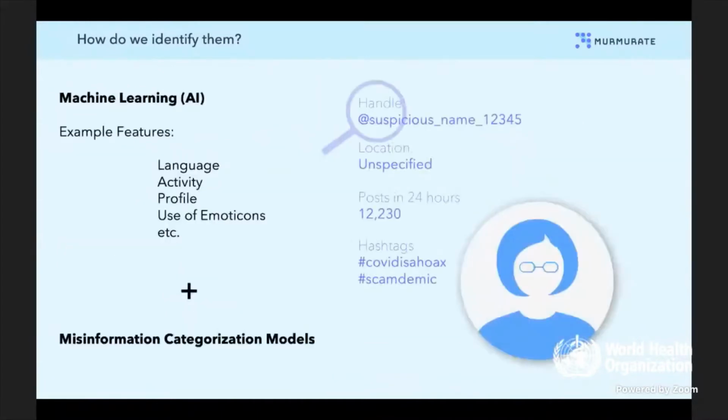The next part of that identification is using machine learning. So instead of looking at the network, now we're looking at individual accounts, the language they use, their activity, their use of emoticons, and we're building deep learning models that are able to identify bots or bot-like activity based on that. On top of all of that, we then layer other AI models to try and detect things like the categorization of misinformation. So rather than just, is it misinformation, yes or no, actually looking at the different types.